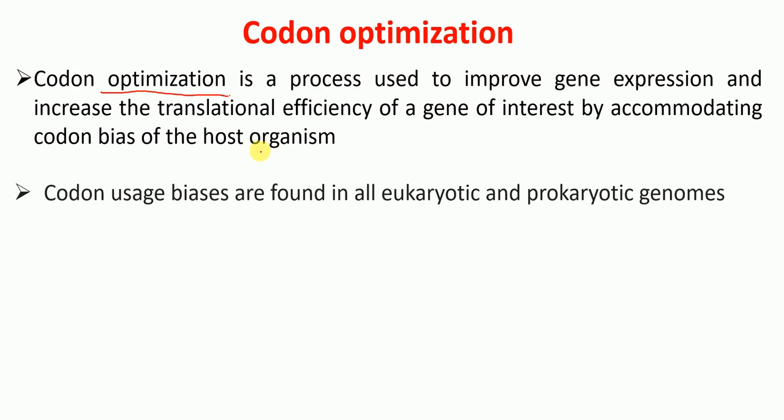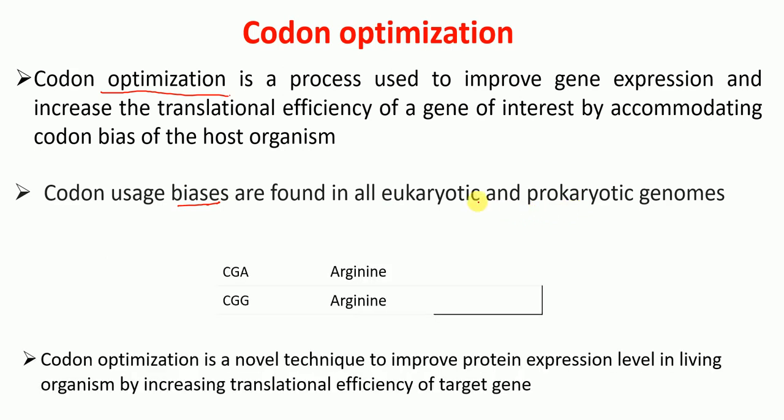Yeah, this is a very long definition. So I will explain what it actually means. Codon usage biases are found in all eukaryotic and prokaryotic genomes. So basically, what is a codon bias? Okay, so look here. This is CGA, one codon, and this is CGG, another codon, right?